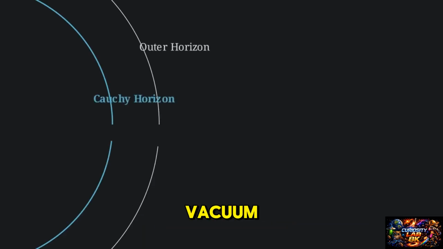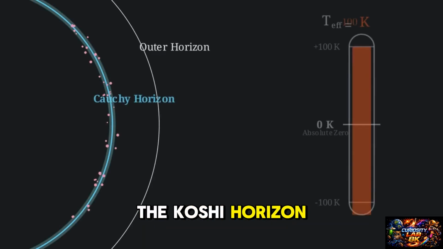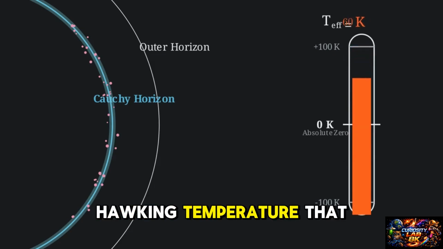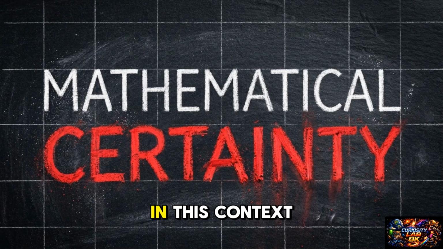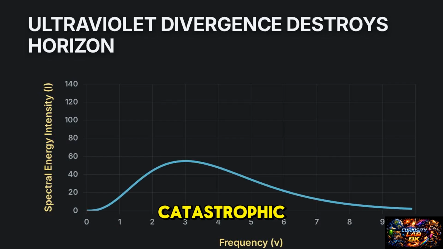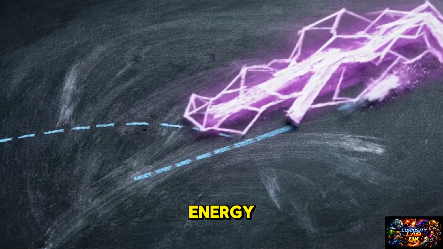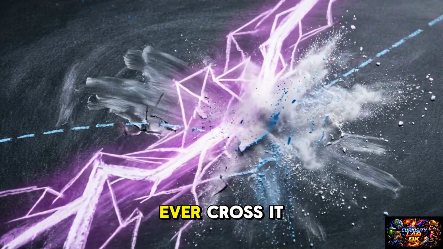When the quantum vacuum interacts with the specific geometry of the Cauchy horizon, the gravitational forces generate an effective Hawking temperature that drops below absolute zero. A negative temperature in this context is not a rounding error. It dictates a catastrophic ultraviolet divergence in the radiation spectrum, generating a massive wall of infinite energy that physically destroys the inner horizon before anything can ever cross it.